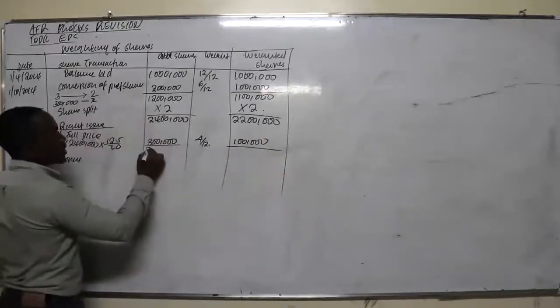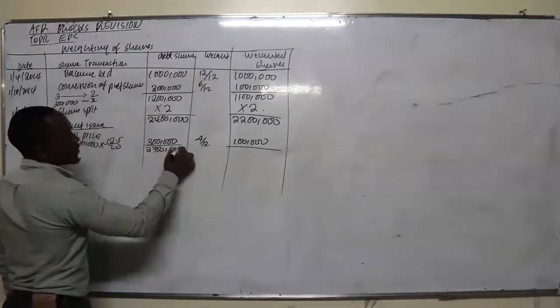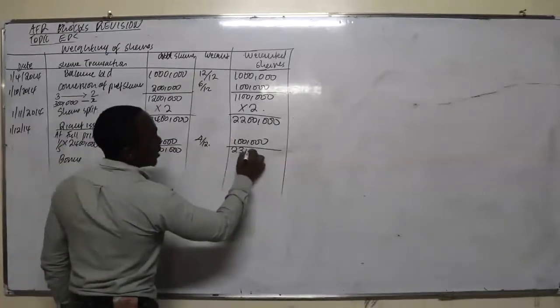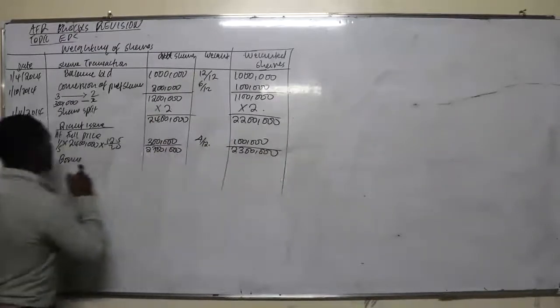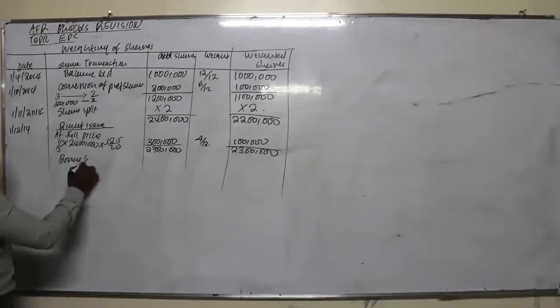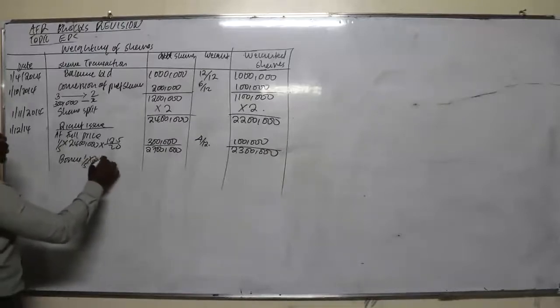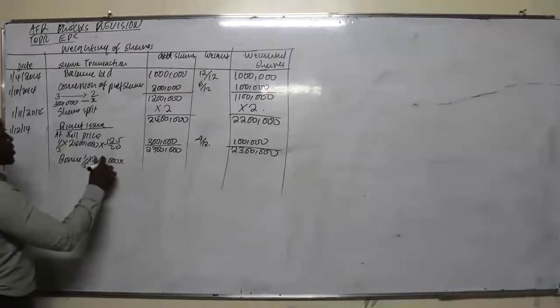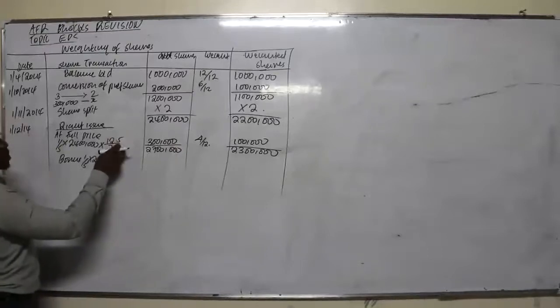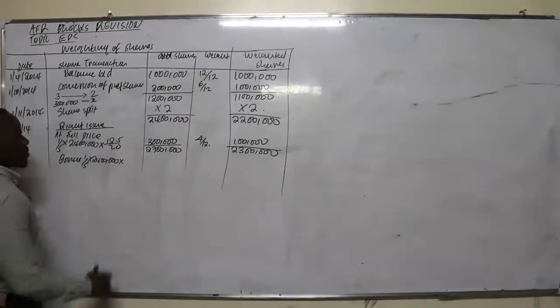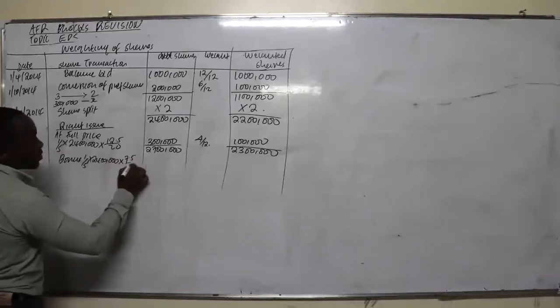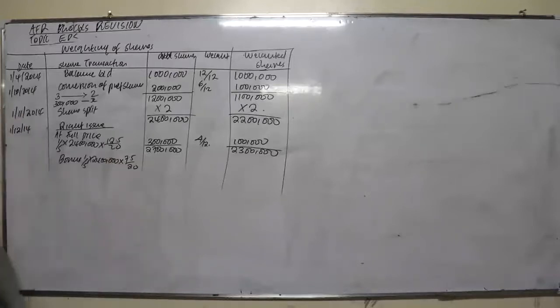So you have 20, 2.7, and here you have 2.3. Then we have bonus shares. You take 1 over 5 times 2.4. We showed the shares at 12.5, but the market price was 20. So that means there's a bonus of how much? 7.5. You divide by 20.